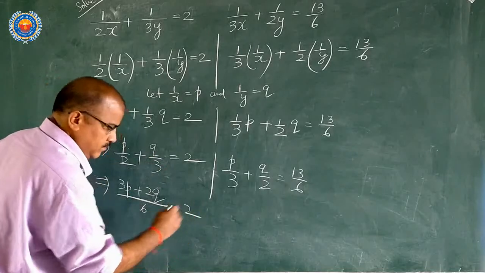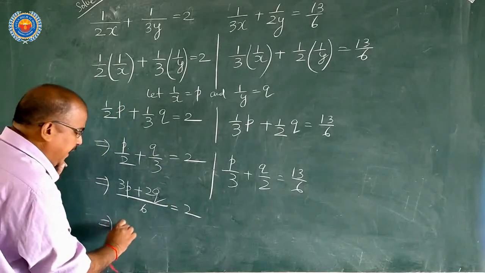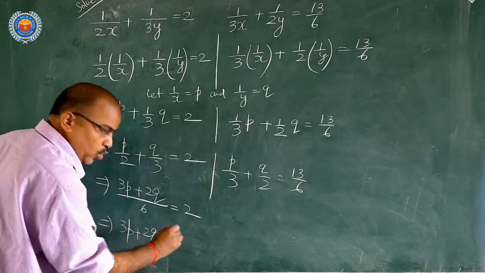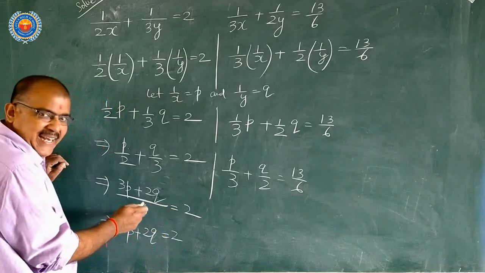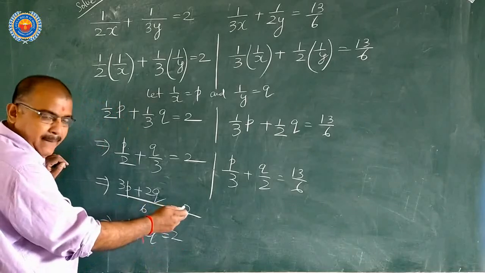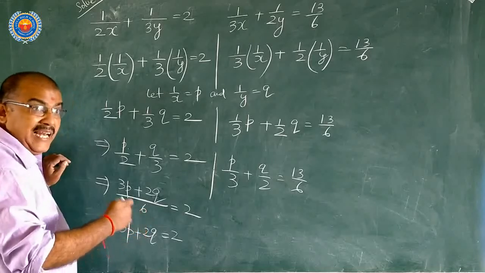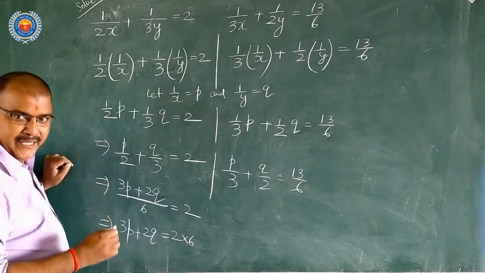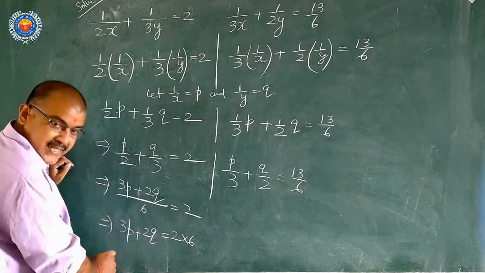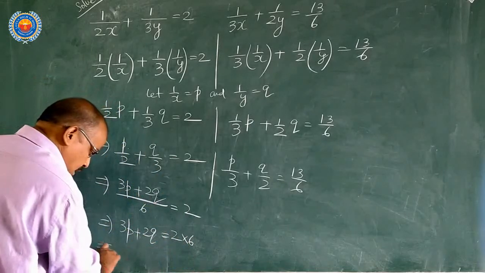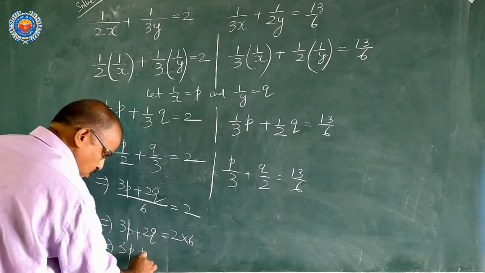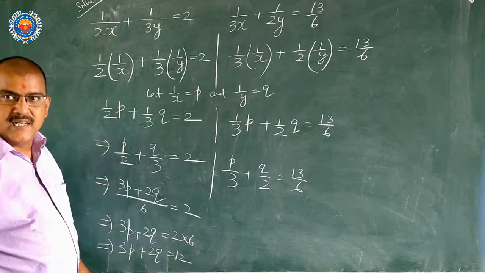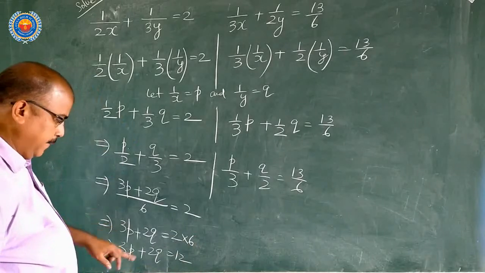Is equal to 2. First I will simplify this one. 3p plus 2q is equal to 2. This divided by 6 will be transposed from LHS to RHS, so that will be into 6. 2 into 6. Here that is nothing but 3p plus 2q is equal to 2 6s are 12.